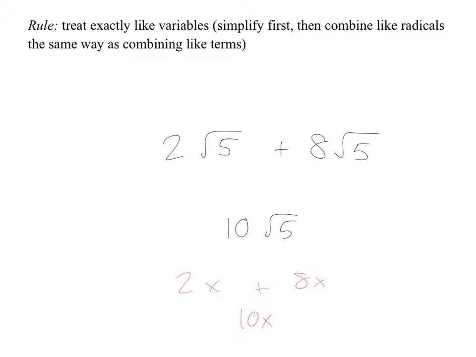So how about multiplication? Same thing. If I were to multiply things, wouldn't I multiply 2 times 8 to give me 16? And wouldn't I do x times x to give me x squared? So the same thing occurs here. Had this been multiplication instead, it would be 2 times 8 on the outside and 5 times 5 on the inside. Just like variables, you multiply coefficients and multiply the variables. So wherever you see a radical term, think of a variable. That will help you if you're having trouble with combining like terms, in this case, combining like radicals.